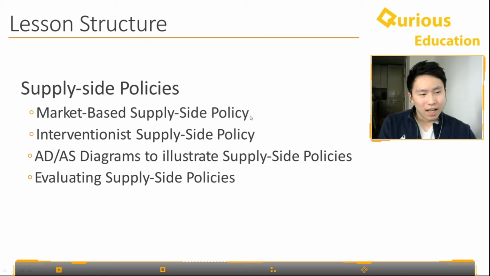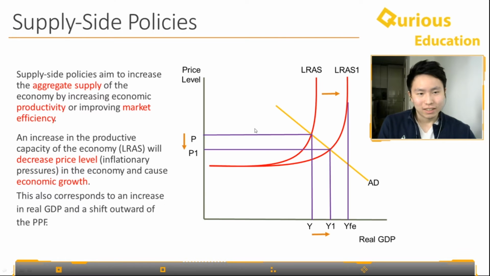If you're in year 12 or if you're just starting the economics course at school, or if you are just tuning in to learn some economics. Okay, so let's go. The supply side policies. What supply side policies do is that they try to increase the productive capacity of our economy.